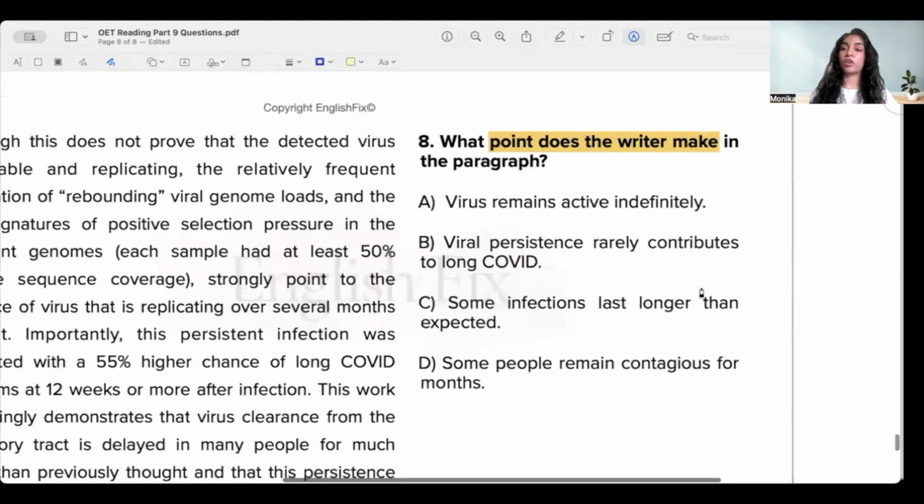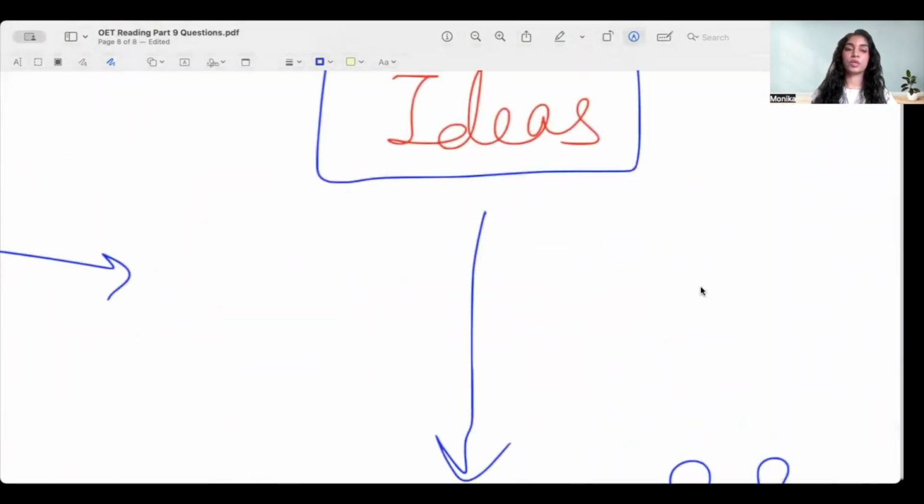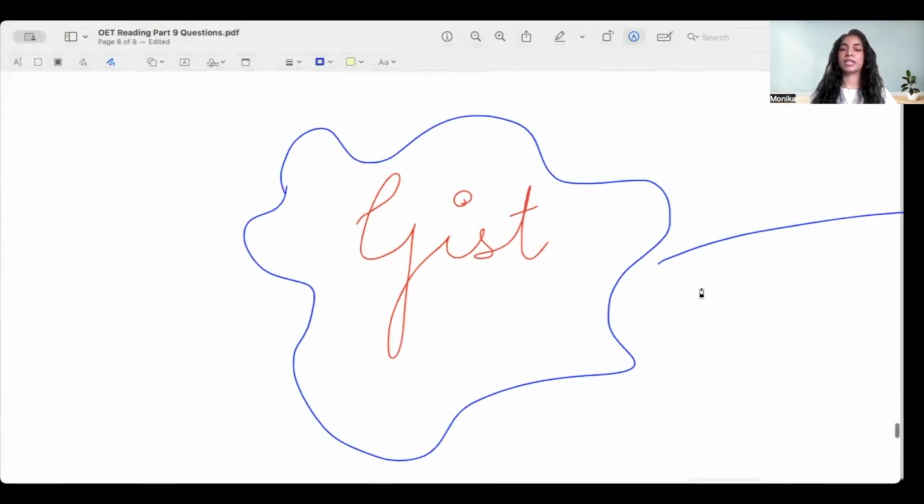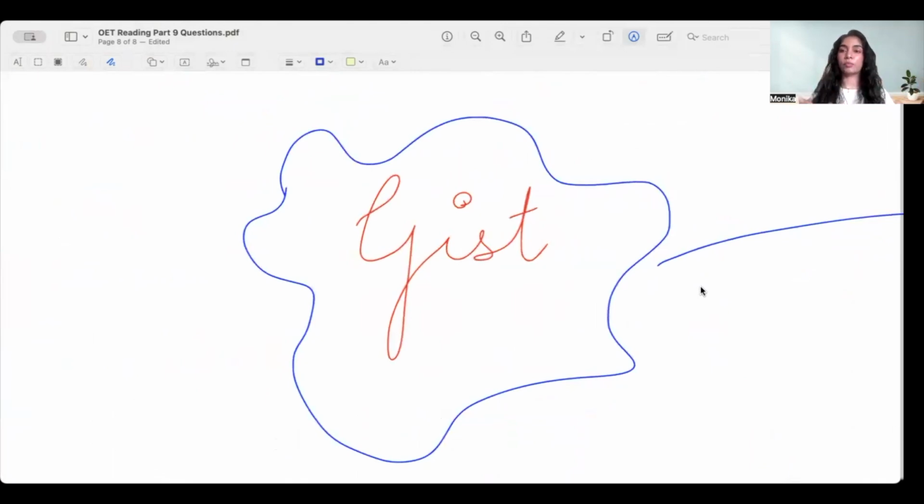Now, what kind of question is it? Well, this is what we call a gist question. In a gist question, you want to identify in your paragraph what different kinds of ideas are there, because a gist question is not focused on details. Details don't matter here. What we want to understand is the overview of this paragraph.